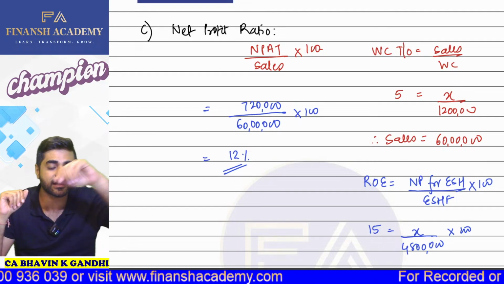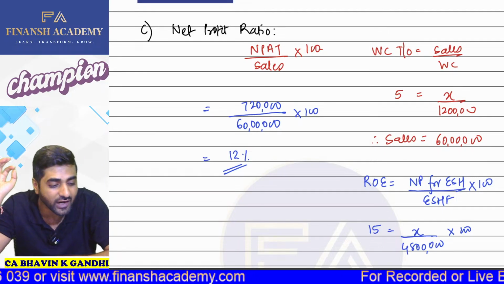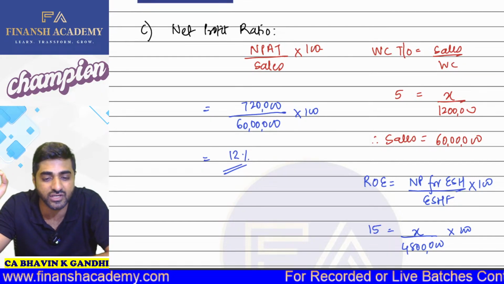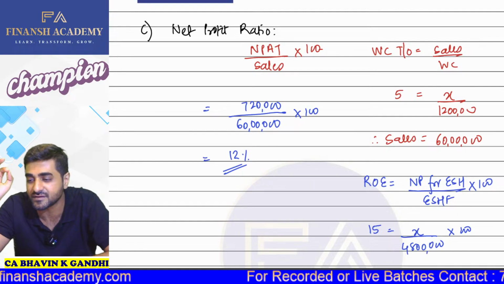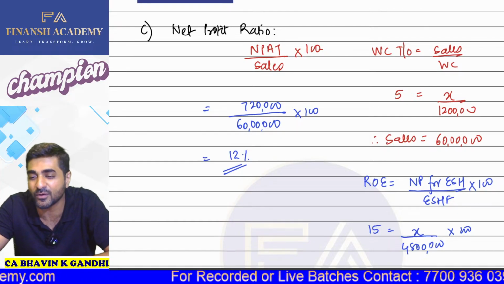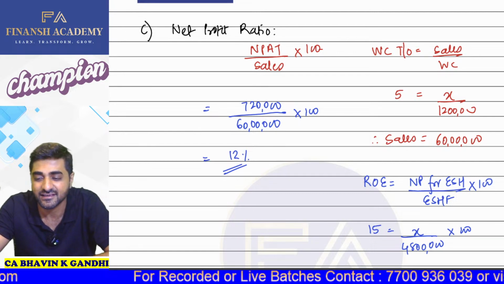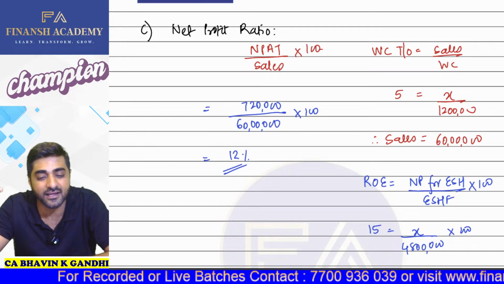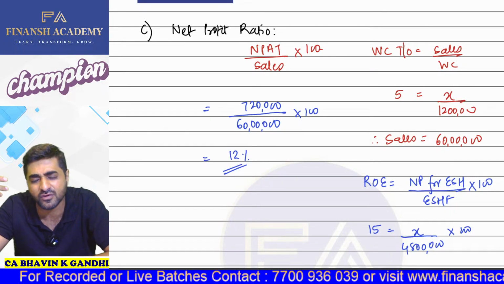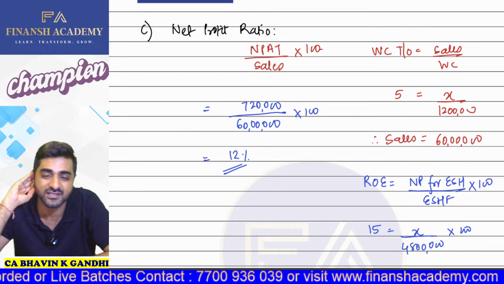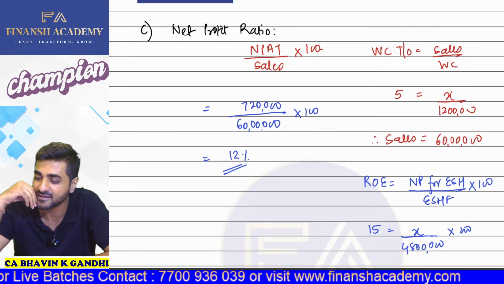But at least we have, my dear students, the working capital turnover ratio. This will actually help you to calculate the amount of sales, which is 60 lakhs. We have the ROE percentage, on the basis of which we get the net profits for equity shareholders, and all the profits belong to equity shareholders only, because there is no preference share capital in this question. Eventually you'll get this as 12%.